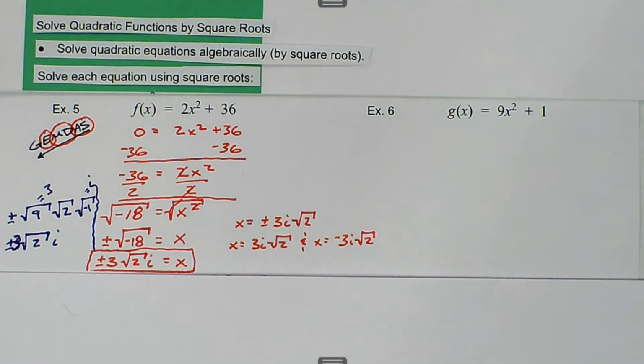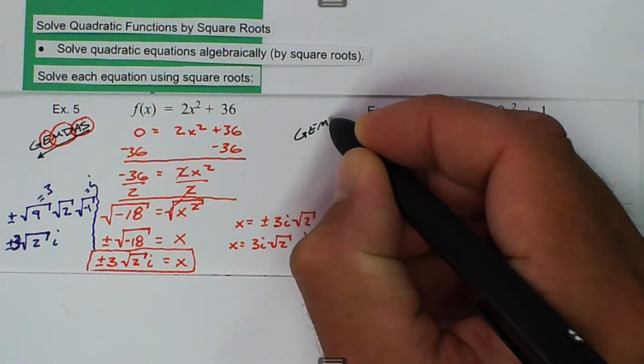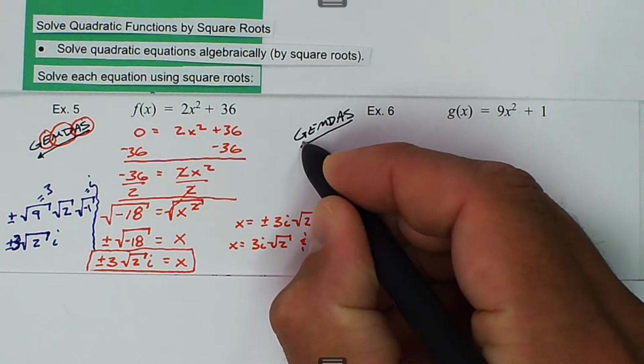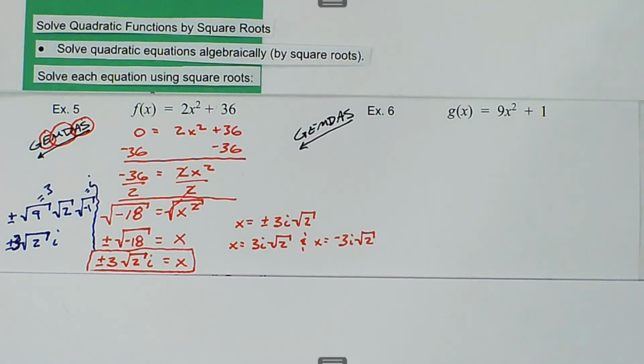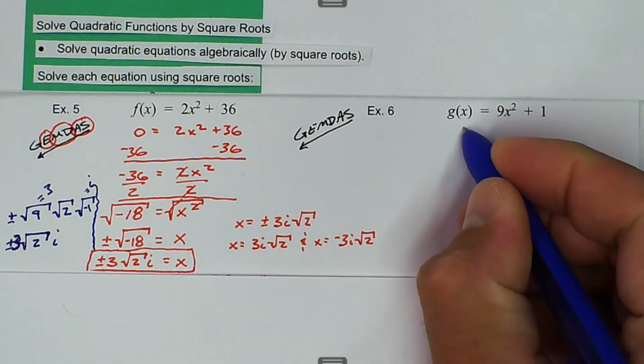Next one we look at is number 6, and we have g of x equals 9 times x squared plus 1. And we're going to do the same thing. We're going to use GEMDAS, and we always start with subtraction and addition and work our way to groups. So here we see that we have to rewrite it first of all, because whenever we're solving a quadratic, we want to have the left side equal to 0.